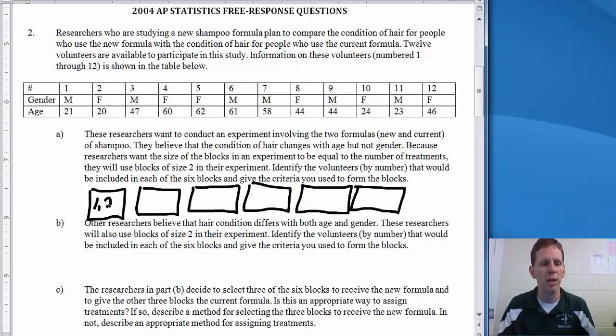I would want them to be in a block. They're my 2 youngest people. They should be in a block together. My next 2 youngest people are 23 and 24 years old. They should be in a block. We'll call them people 10 and 11.